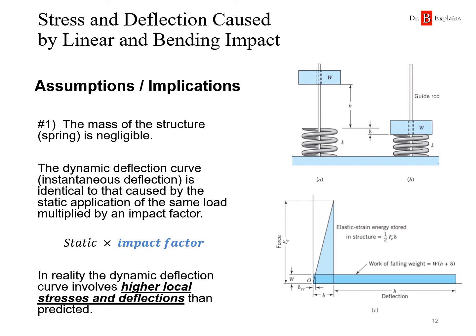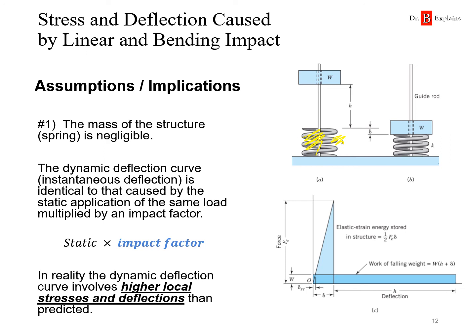Assumption number 1 is that the mass of the structure, which is represented by the spring, is going to be negligible. Why do we do this? This is so that the dynamic deflection curve or instantaneous deflection is going to be identical to that caused by the static application of the same load multiplied by an impact factor. So we're getting rid of dynamic effects from the spring by neglecting their mass.